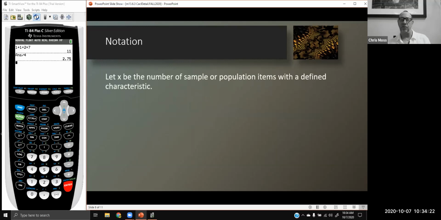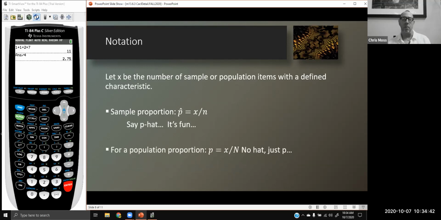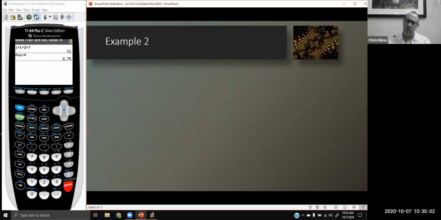Notation. We let x be the number of items in the sample that have some well-defined characteristic, whatever it might be. So your sample proportion, p hat, as we like to say, is equal to x over n. And that's exactly how we call it. We call it p hat. P hat, it's fun to say. Now, for a population proportion, the formula is identical in pretty much every regard, but we drop the little hat on the p because we have a population parameter here. So p is equal to x divided by, you'll notice, the large uppercase N, the population size.